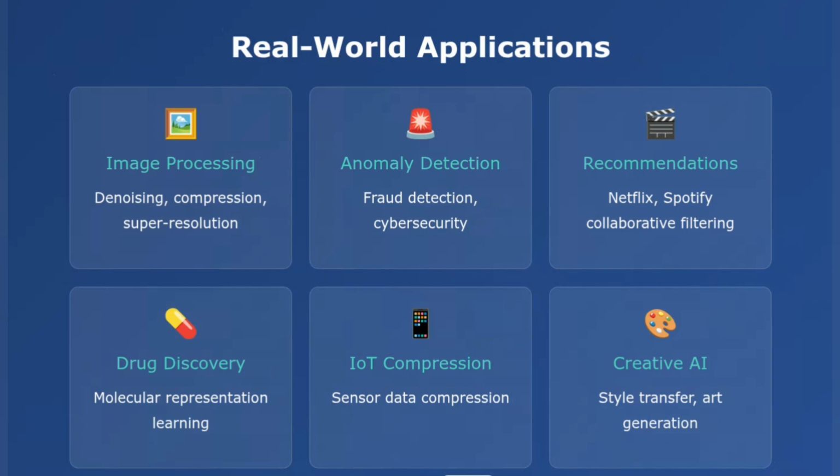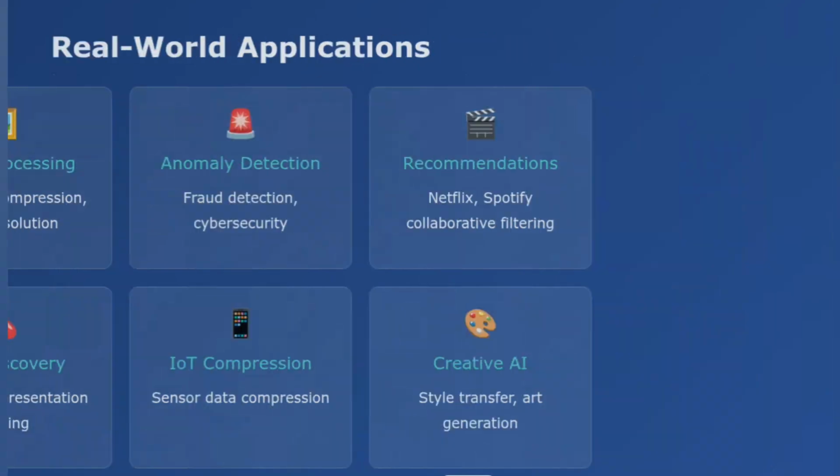Recommendation systems. Netflix and Spotify use autoencoders for collaborative filtering, learning user preferences from sparse rating data. Drug discovery. In pharmaceuticals, autoencoders help discover new drug compounds by learning molecular representations. Data compression. From image compression to sensor data reduction in IoT devices, autoencoders provide intelligent compression that preserves important information.